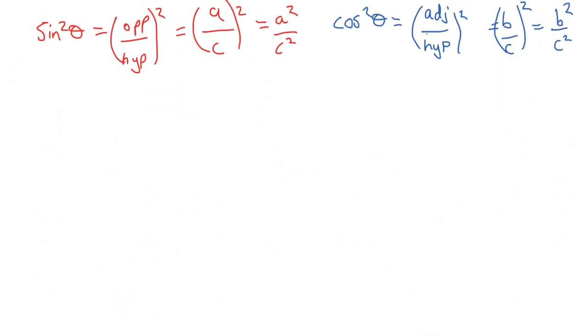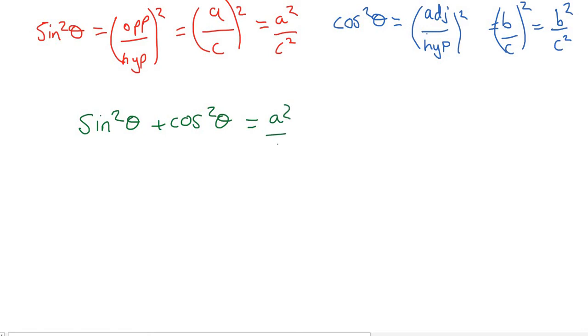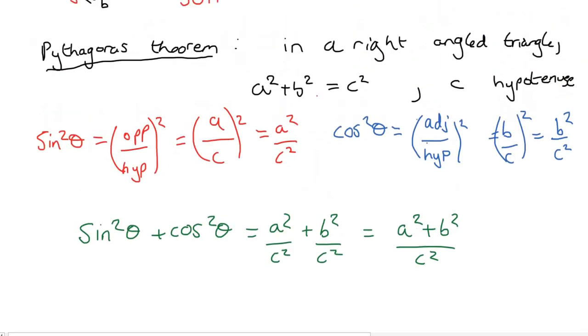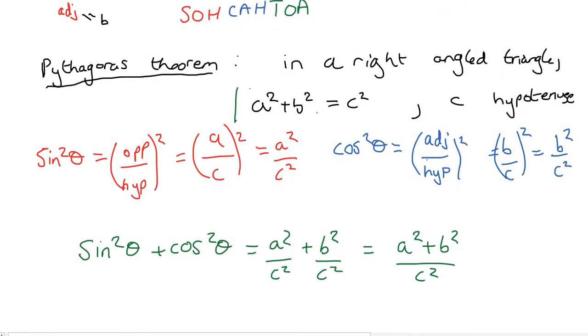Right, now let's recall what we're trying to prove. We're trying to prove that sine squared plus cosine squared is 1. So sine squared theta plus cosine squared theta equals a squared over c squared plus b squared over c squared. We can combine these fractions as they have the same denominator. Now look what we have on the top: a squared plus b squared. But a squared plus b squared equals c squared by Pythagoras. So we can input this in here and get c squared over c squared, which is 1.